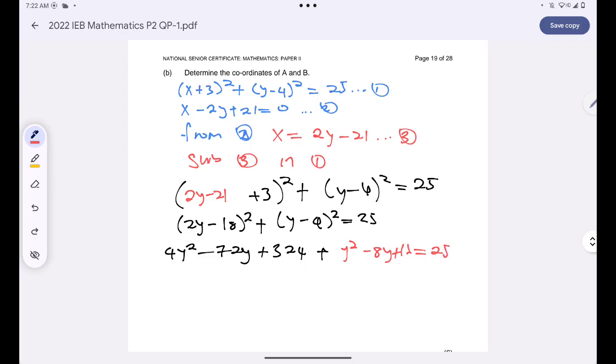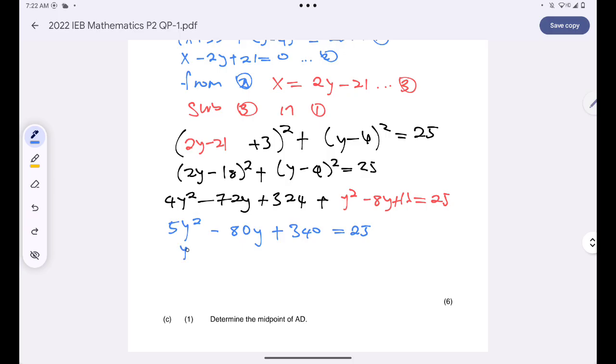So on the left hand side, you'll end up having 5y squared minus 80y plus 324 plus 16, which is 340, is equal to 25. Add it together, and then that's 5y squared minus 80y plus 315 is equal to 0.